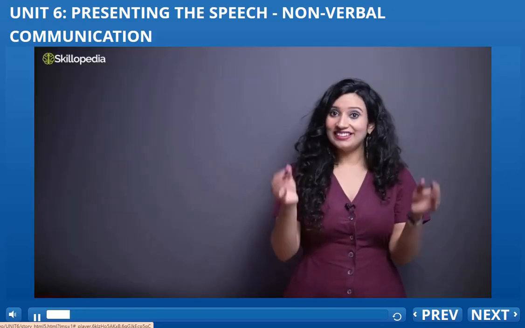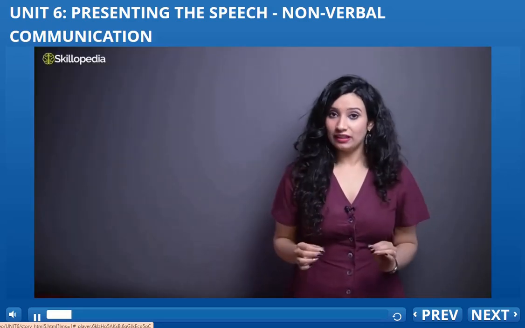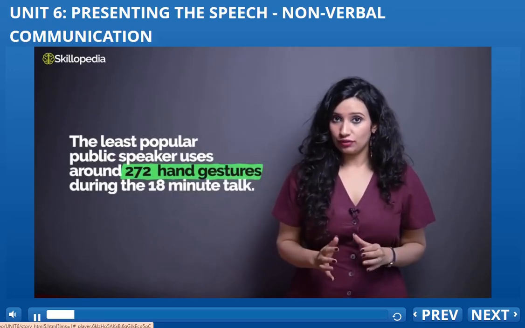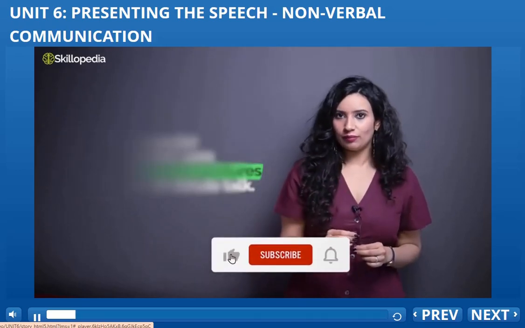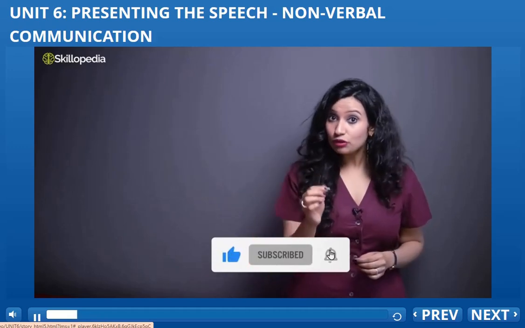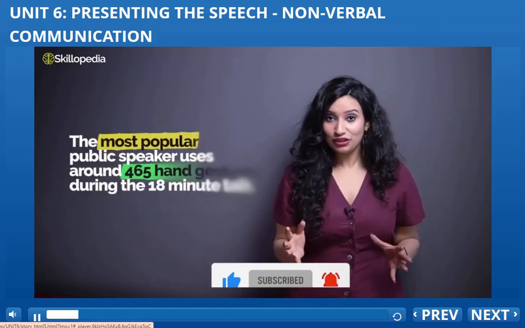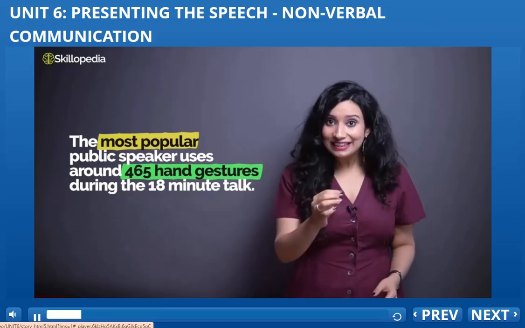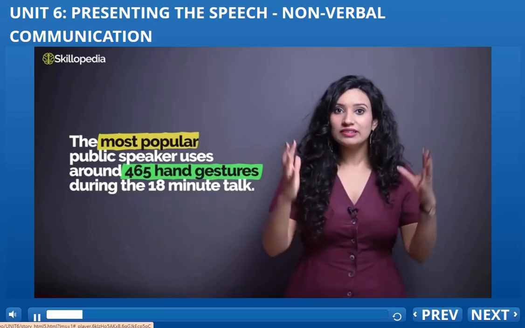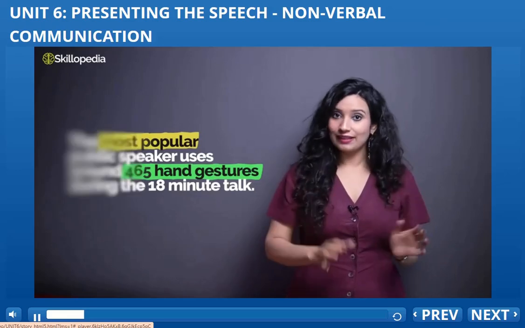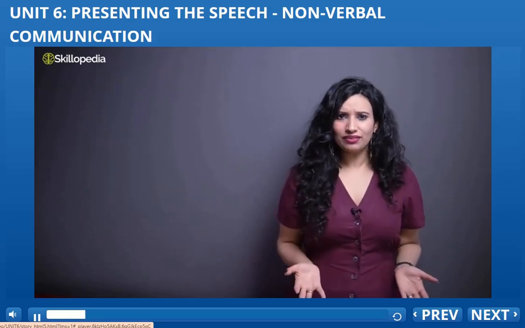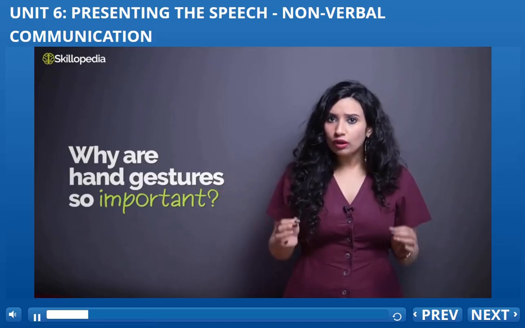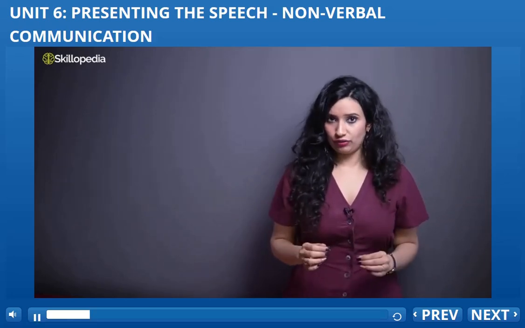Do you know that the least popular public speakers use an average of 272 hand gestures during an 18-minute talk? Whereas the most popular public speakers use an average of 465 hand gestures in an 18-minute talk. That's almost double. And this fact completely shocked me and made me think, why are hand gestures so important? And what are the most popular hand gestures?